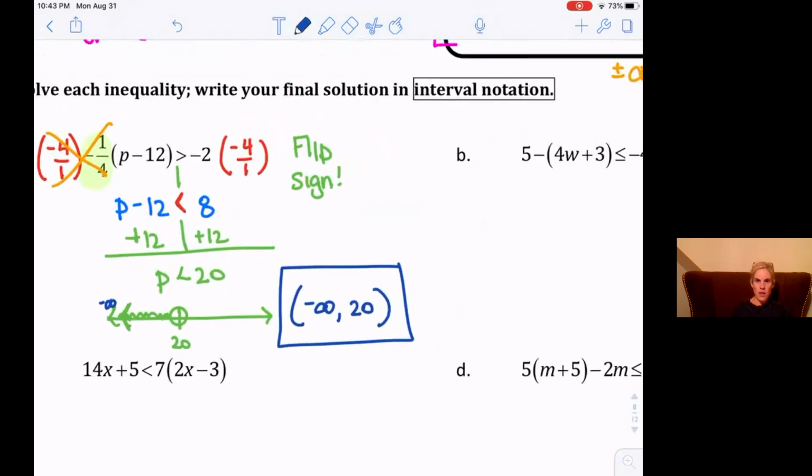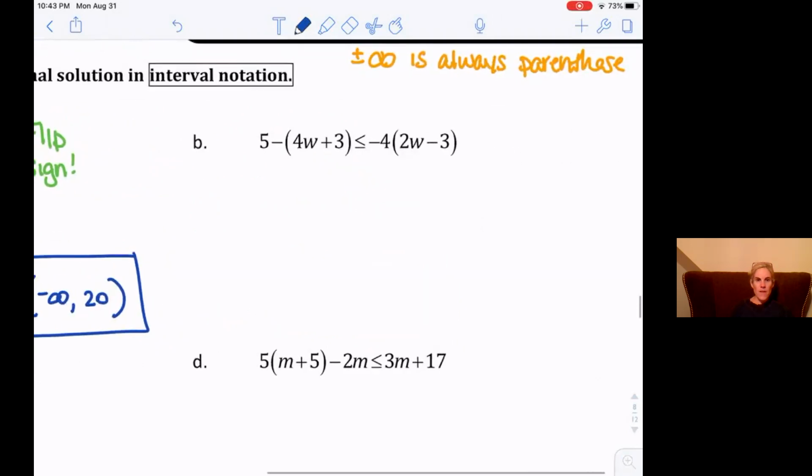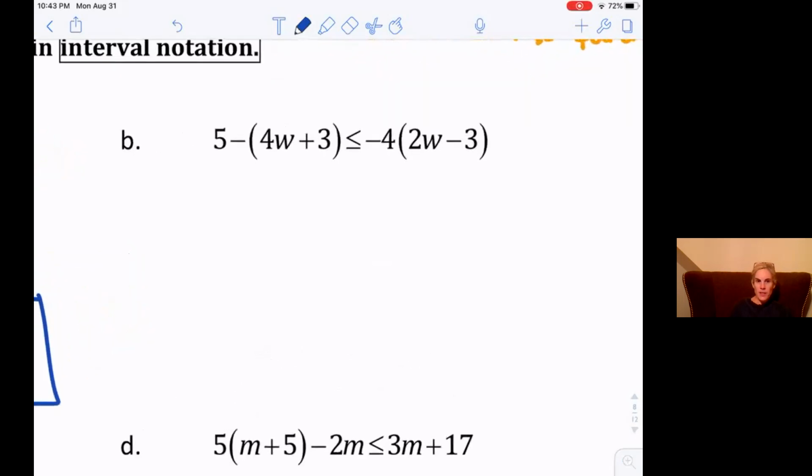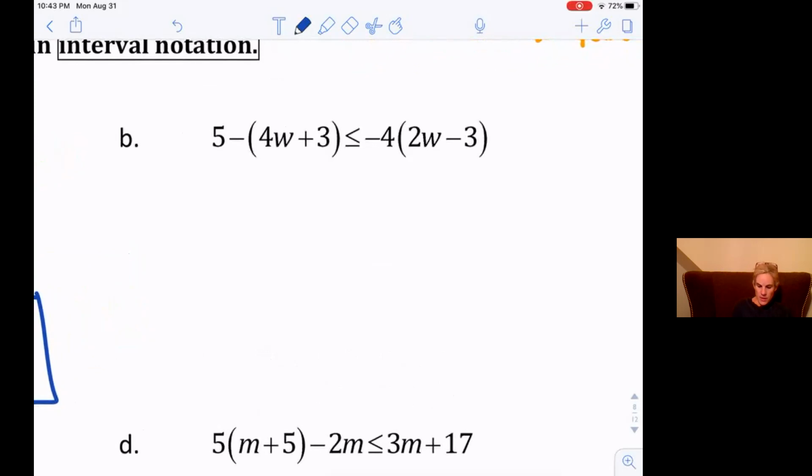With B, B says 5 minus the quantity 4w plus 3 is less than or equal to -4 times the quantity 2w minus 3. All right, so there is this minus sign in front of the first set of parentheses. So I'm going to sneak a little 1 in there. I'm going to start this problem by distributing to eliminate any parentheses. So when I do that, I'm going to get 5 minus, when I distribute that -1, that's going to become minus 4w. And then -1 times 3 is minus 3.